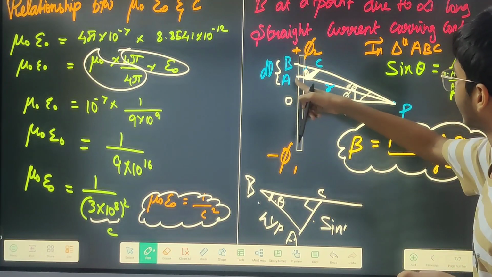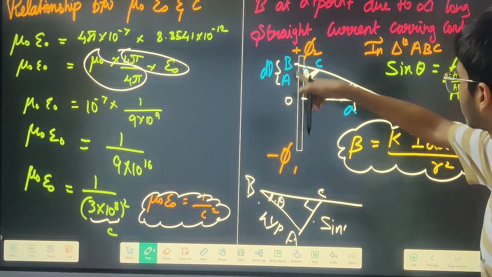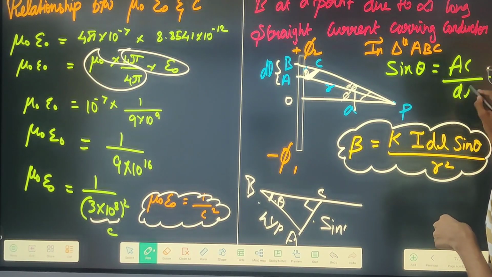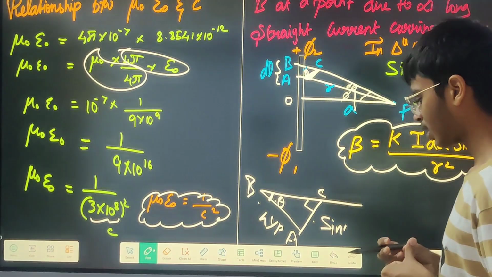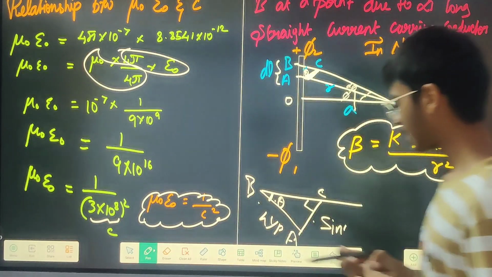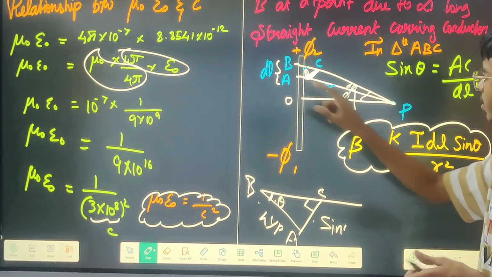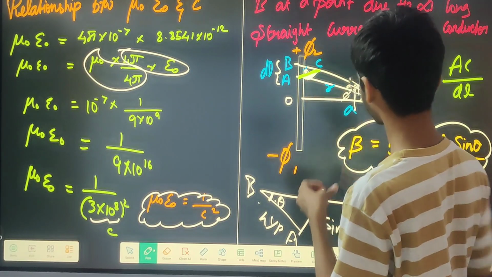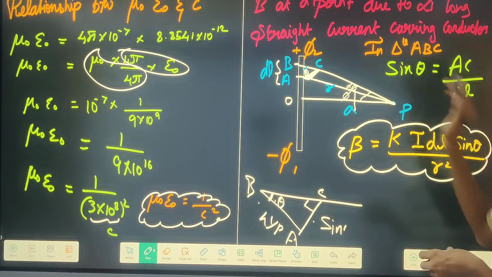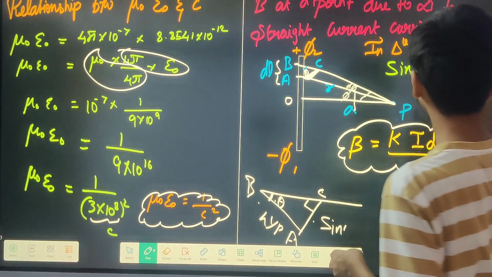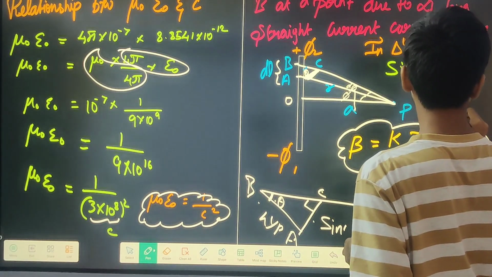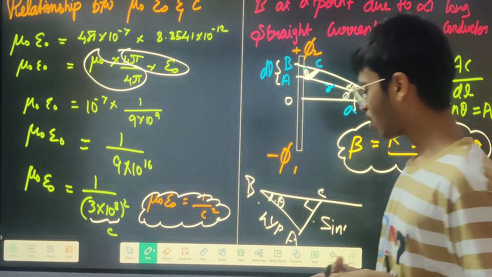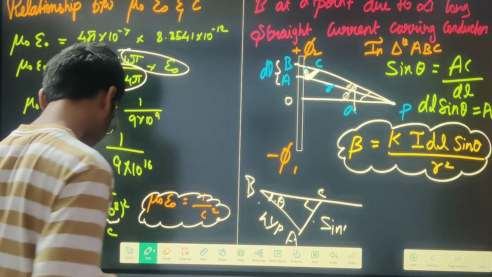Now, what is AC? This is AC. Okay, so this is AB. AB is actually DL. So AB is DL. That means AC is equal to DL sine theta. Okay, now we have got this AC.